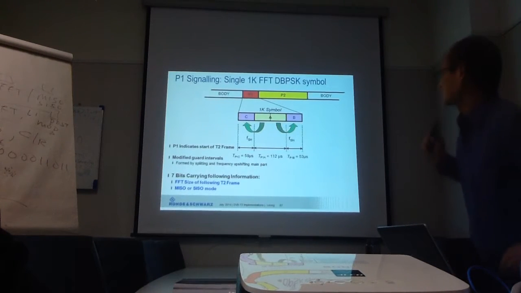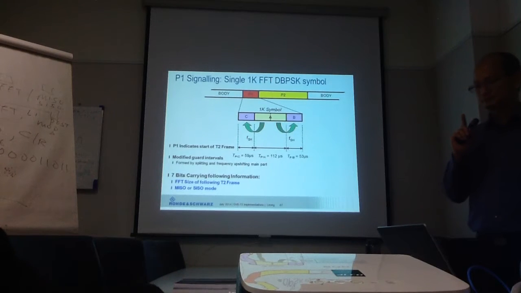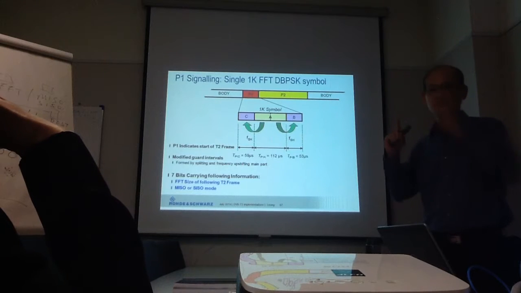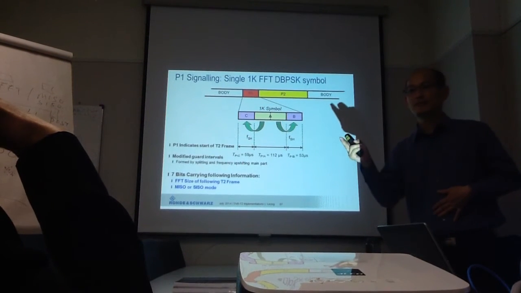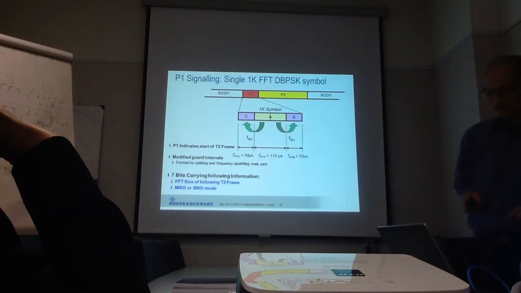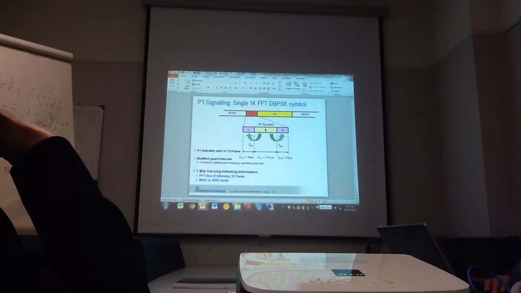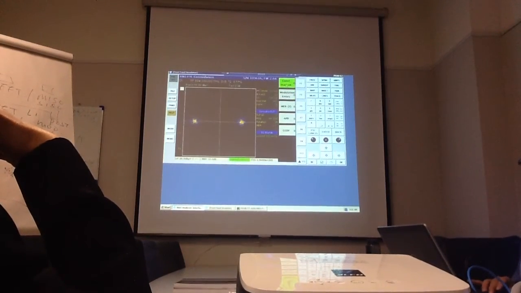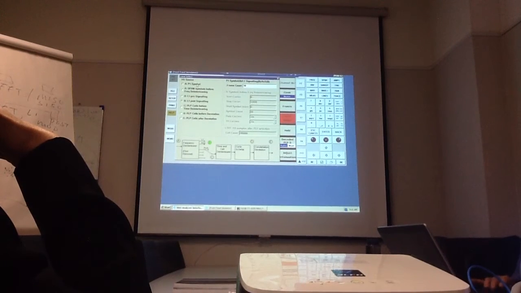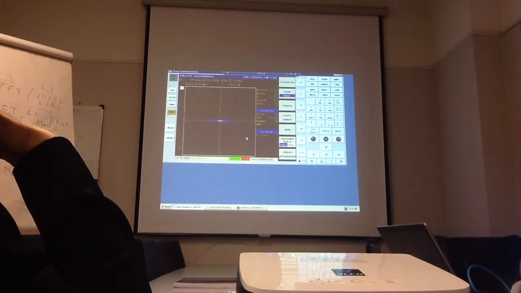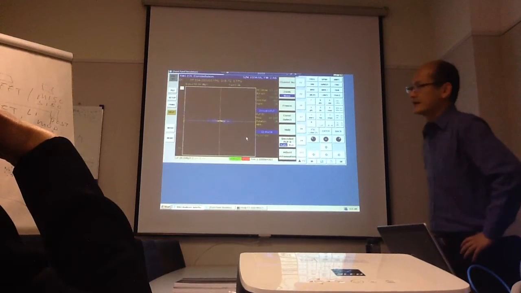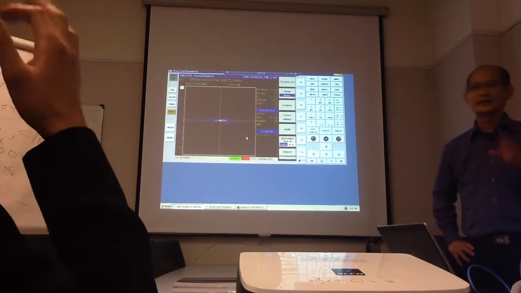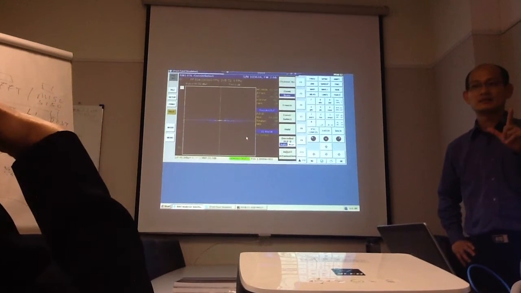So the first step is to help the receiver decode the signal, first step is to inform what is the FFT. But okay, I can also show you the P1 symbol. P1 symbol, it looks like this. So it is mainly a differential BPSK signal. It carries just about 7 to 8 bit, very few bit.